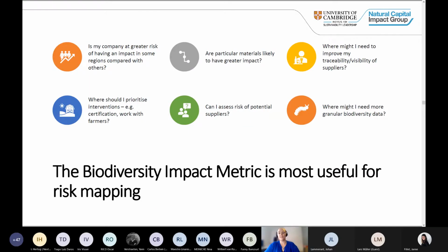So just to summarize, the biodiversity impact metric is most useful for risk mapping. So looking at things like, is my company at greater risk of having an impact in some regions compared to others? Are particular materials likely to have a greater impact? Where might I need to improve my traceability or visibility of my suppliers? Where can I start to think about prioritizing interventions like certification or working with farmers? Can I risk assess future suppliers using this tool? And finally, where do I just need to get more granular biodiversity data? Next.